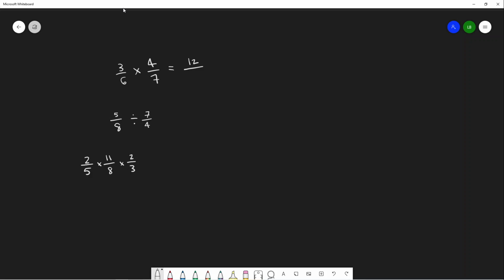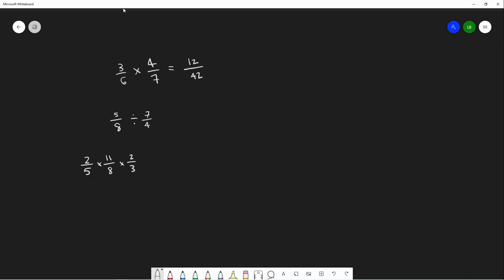Now to find the denominator, we multiply the denominator of the first fraction, which is 6, times the denominator of the second fraction, which is 7. So 6 times 7 equals the denominator of the new fraction, 42. So your answer is 12 over 42. And that's how you multiply two fractions together.